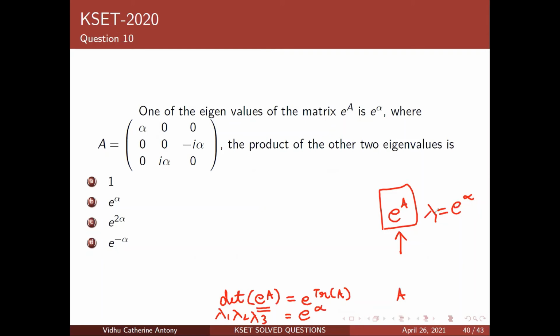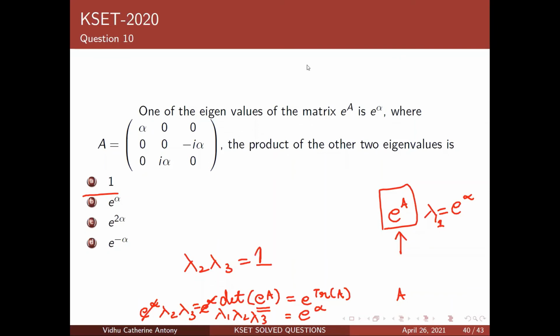Then what do you have? You have lambda 1, which is already given to you, e to the power of alpha, times lambda 2, lambda 3 is equal to e to the power of alpha. Cross these out and you get lambda 2, lambda 3 is equal to what? 1. So that's option A.